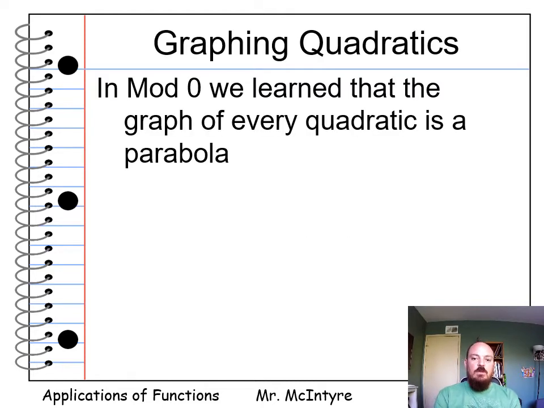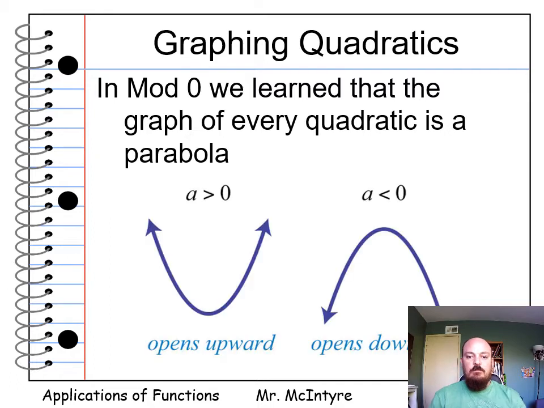So first of all, a very quick review of what we relearned in Mod 0 is that the graph of every quadratic is what we call a parabola. So every graph looks something like this. It's that U-shaped. It's either a regular U shape or it's the upside down U shape.